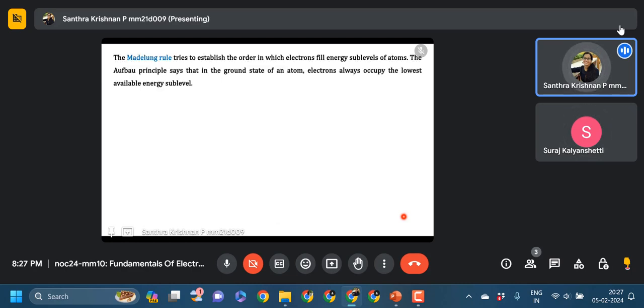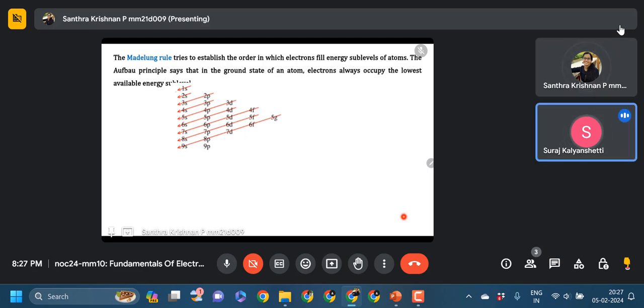Then comes the Madelung rule. In basic chemistry we know the filling order, suppose we have 1s, 2s, 2p, 3s, 3p, 3d. The order is first we fill 1s, then 2s, 2p, then 3s, 3p, 4s, then 3d. So this is Madelung's rule and Aufbau's principle. These both decide how we have to fill electrons.